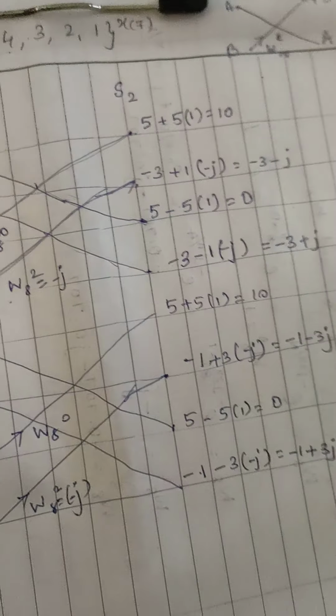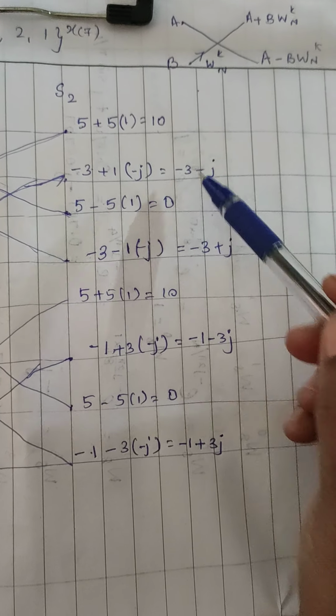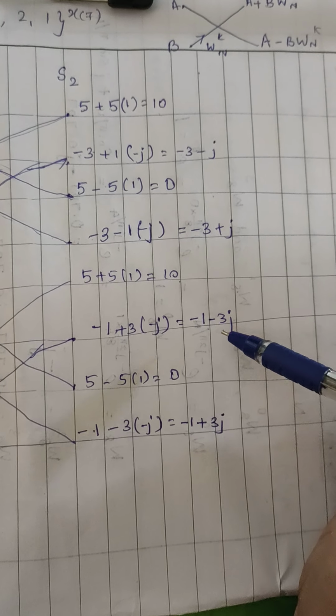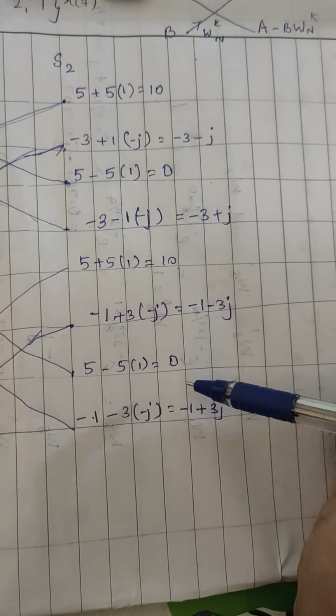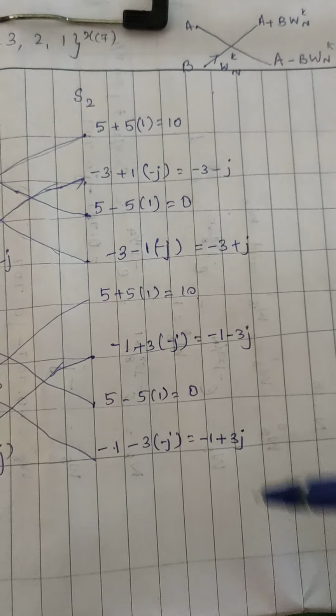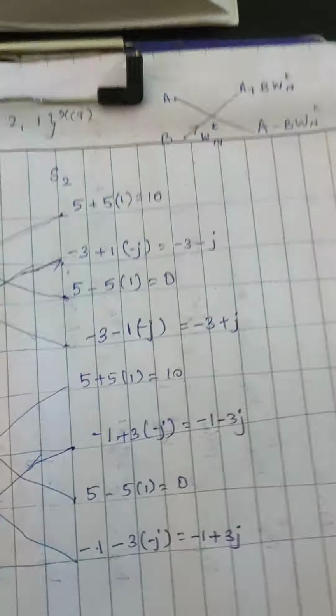So now we have got the outputs for stage 2. That is 10, minus 3 minus j, 0, minus 3 plus j, 10, minus 1 minus 3j, 0, minus 1 plus 3j. So this is the output of stage 2. Now coming to stage 3. So this is your stage 3.